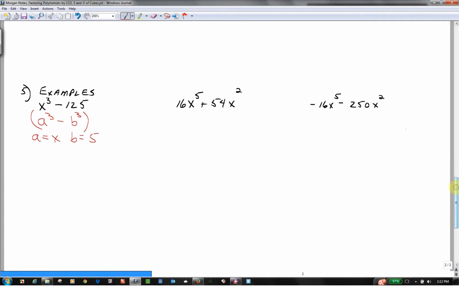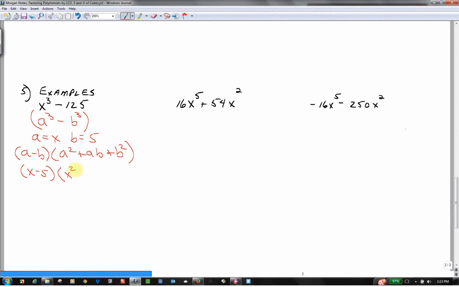So for a subtraction, it's going to be a minus b times a squared plus a times b plus b squared. So I found my a and b. So I'm just going to plug those in. So the first part says a minus b, okay? X minus 5. Then it says a squared. So here's x. I'm going to square it.